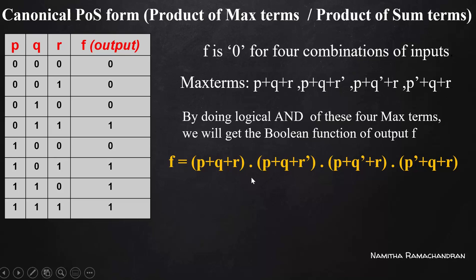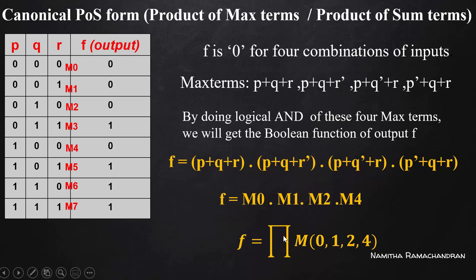Okay, it can be represented in another form like this with the help of this value. This can be represented using this particular representation, capital M0. Max term 0, max term 1, max term 2, 3, 4, 5, 6, 7. Using this representation, we can introduce a new representation of the canonical POS form like this. For this particular M0, output is 0. So, M0 and M1 and M2 and M4.